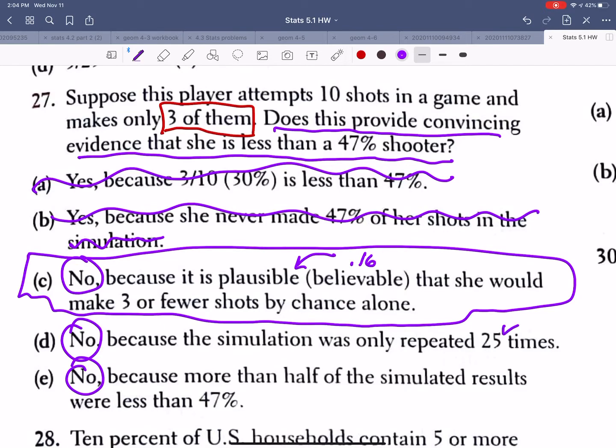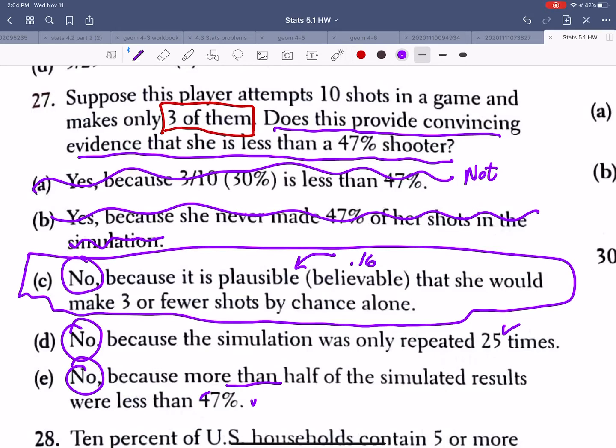I think we're okay with it repeating 25 times. It's more than half. Yeah, all of those are wrong. So let's see, what would the yeses mean? It says yes because 30% is less. This would be absolutely not. Anytime you're using the numbers in that way, you're not mimicking what we're doing in class.